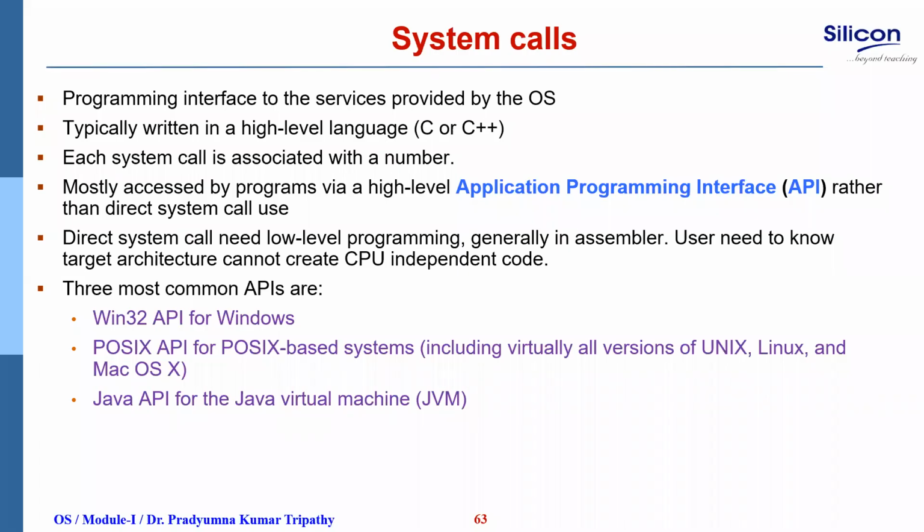It goes through an API so that it is easier for the program to be written. Direct system call needs low level programming. So although you are writing in C or C++, actually you are writing low level programming over there. Generally in assembler, low level programming means we write the assembler code for it. Correct? So the user needs to know the target architecture and cannot create CPU independent code.